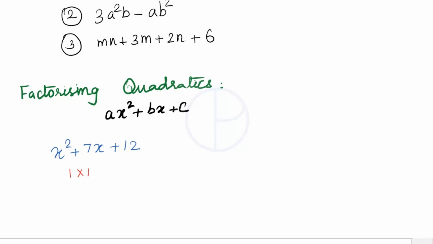1 multiplied by 12, 2 multiplied by 6, 3 multiplied by 4. So which of these pairs sum to 7? When you add, the sum will be 7: 3 and 4. So 3 and 4 add up to 7 and multiply to plus 12. So write these numbers in a pair of brackets like x plus 3 multiplied by x plus 4.